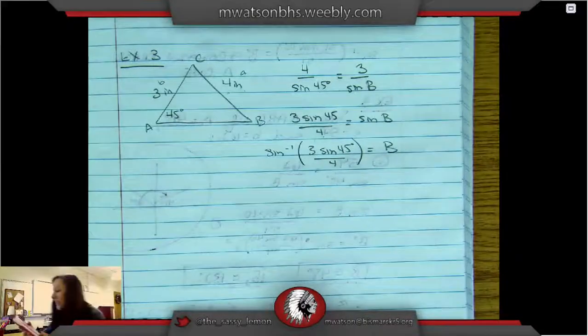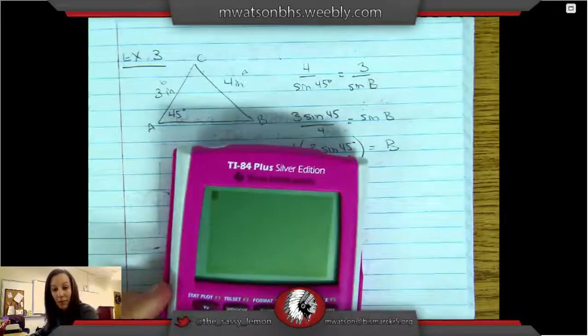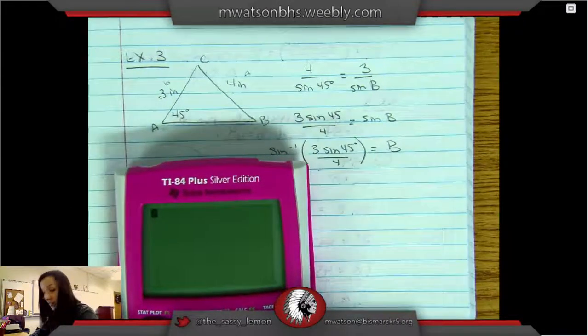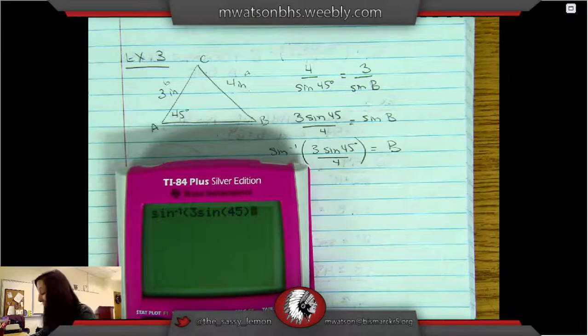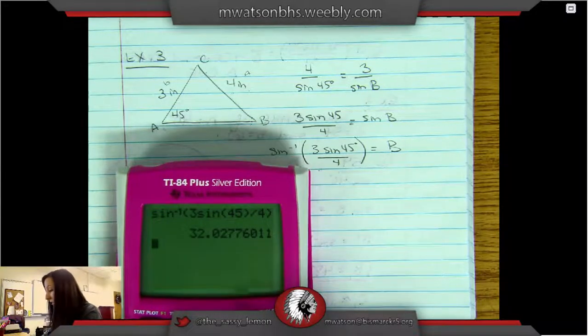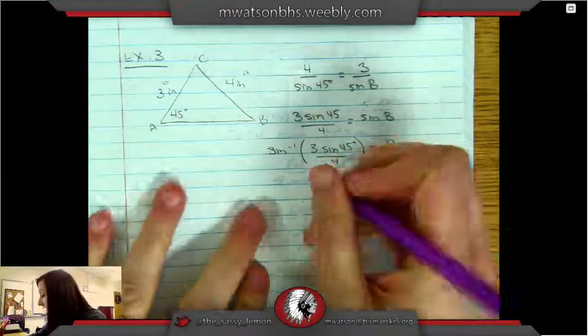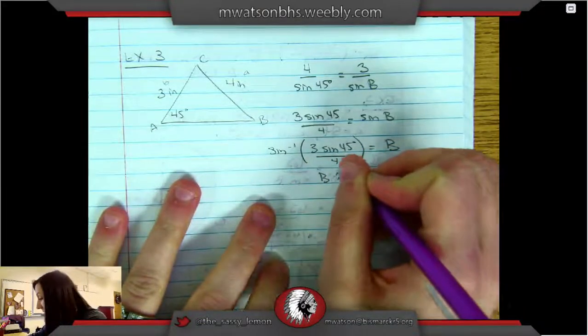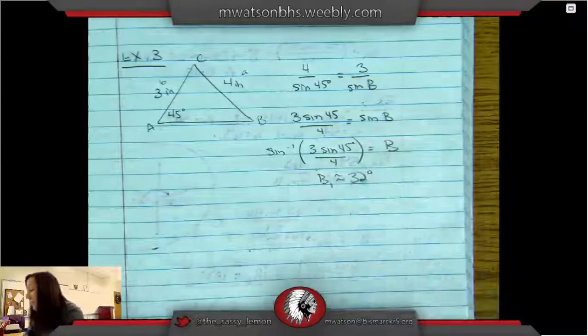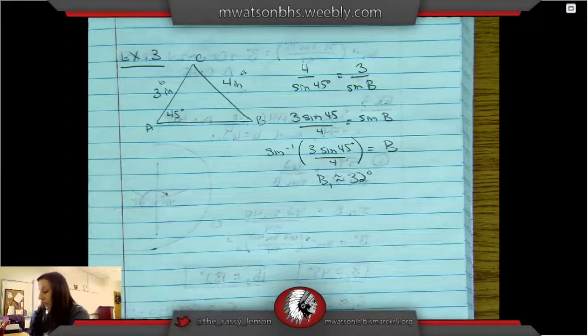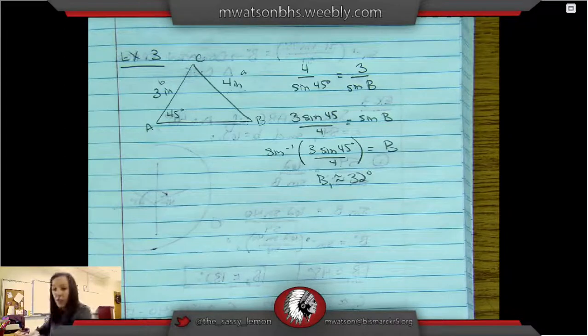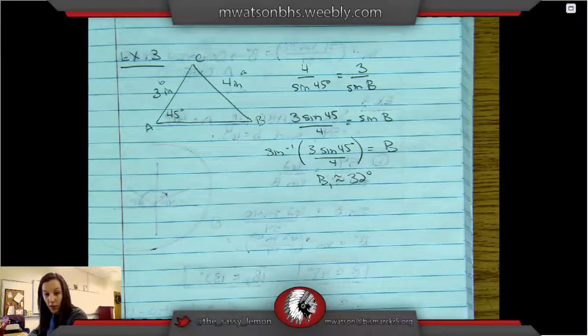Yay! And make sure my calculator is in degrees, which it is, and I'm going to type it in. So we've got inverse sine of 3 times the sine of 45, which we hopefully know is square root 2 over 2, all divided by 4, and we get 32.02. Since this is an angle, I'm going to round to the nearest whole, and I get B, it's approximately 32 degrees. But this is only B sub 1. Okay, there could be a possible other triangle out there.